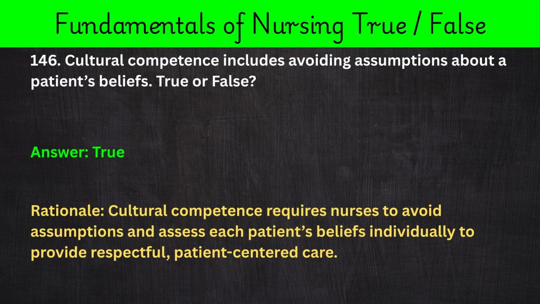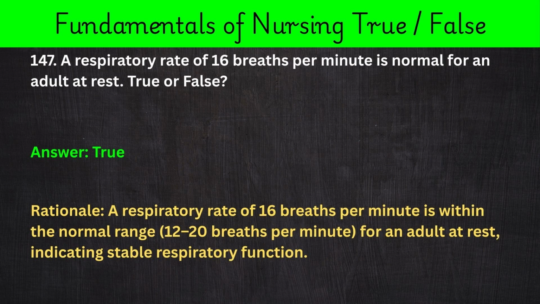True or false? Answer: true. Rationale: Cultural competence requires nurses to avoid assumptions and assess each patient's beliefs individually to provide respectful, patient-centered care. 147. A respiratory rate of 16 breaths per minute is normal for an adult at rest.